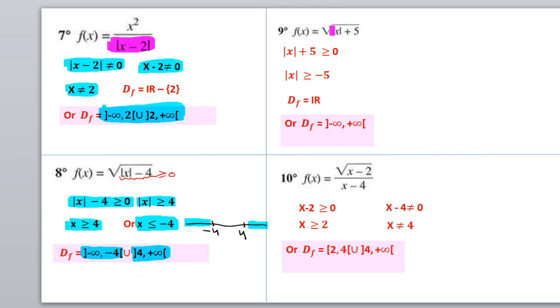Number 9. Again radical absolute x plus 5. Absolute x plus 5 is not equal to 0, or greater or equal to 0. Why? Because of the radical. So absolute x plus 5 greater or equal to 0, which means that absolute x is greater or equal to minus 5. So it means that here he is telling me absolute x greater or equal to minus 5. Okay. I already know that absolute x is positive, so any number you put here will already be greater or equal to minus 5. So the domain of definition is R. So the domain of definition is minus infinity to plus infinity.